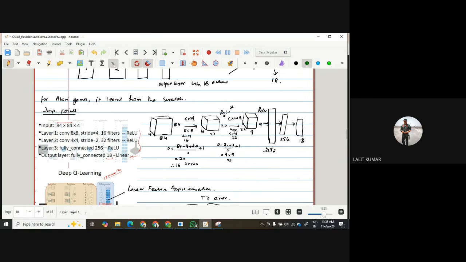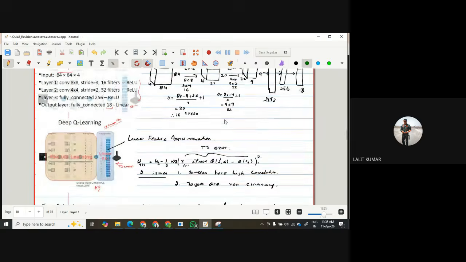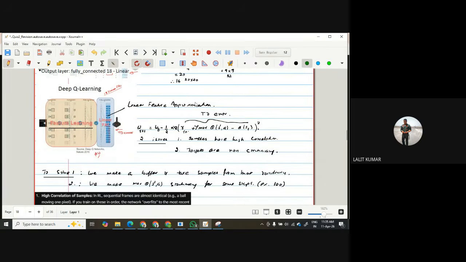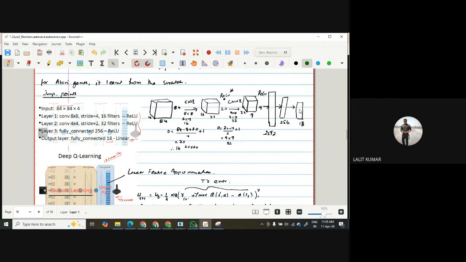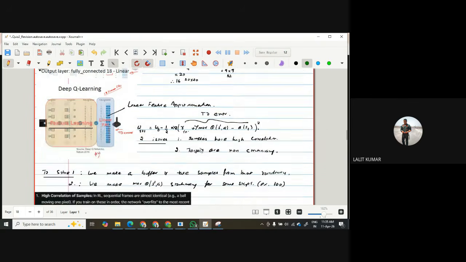So this feature learning happens. These features are nothing but the weights, and you keep on updating these weights. When we did this, it learned all the moves which are to be made. So this was deep Q learning. This is the feature learning or feature extraction, the CNN and the fully connected layers. And the last layer, the output layer, is the linear feature approximation, because here we are doing just linear feature approximation.